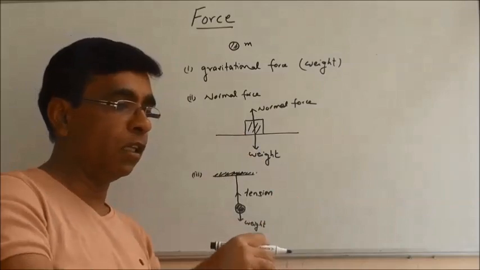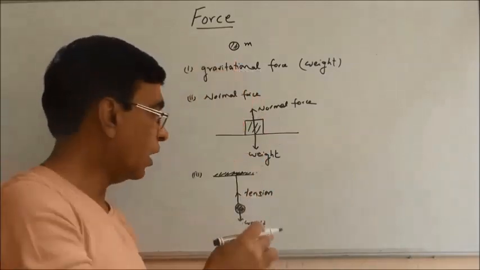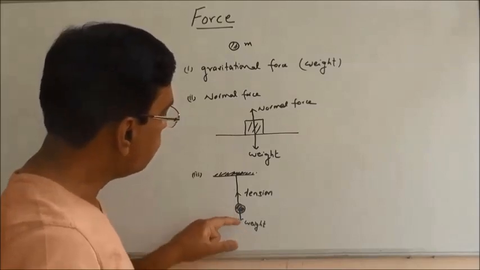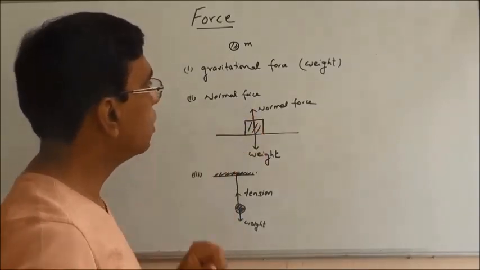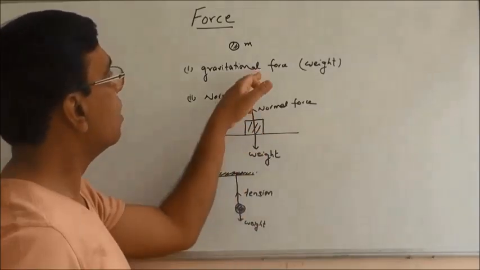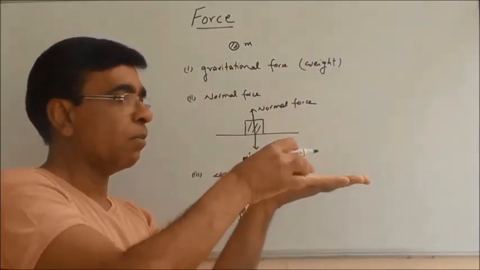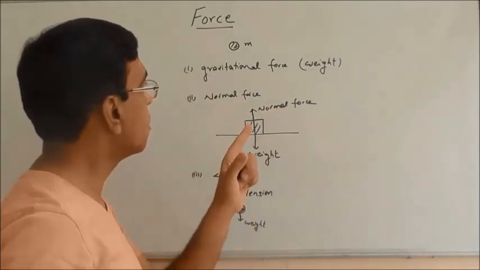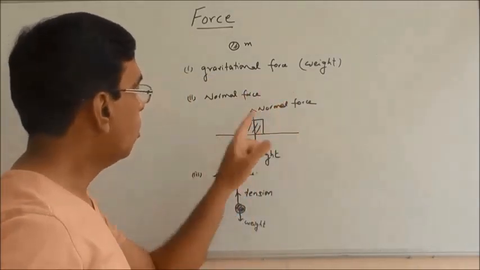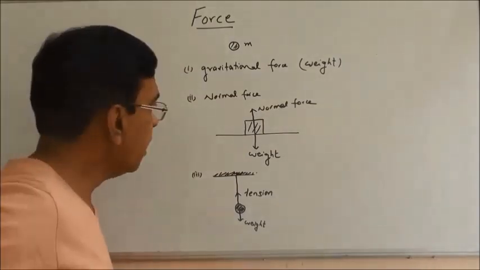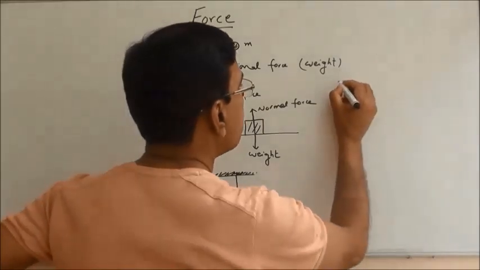So in a string there will always be a tension, and this tension will be equal to weight. See here, these two forces are balanced. See here, normal force and weight are balanced. If this is not balanced, gravitational force, this object is not balanced, so it will come down. If it is kept on a surface, then it may be balanced. So weight, normal force, tension. I will give you some more examples of spring force.